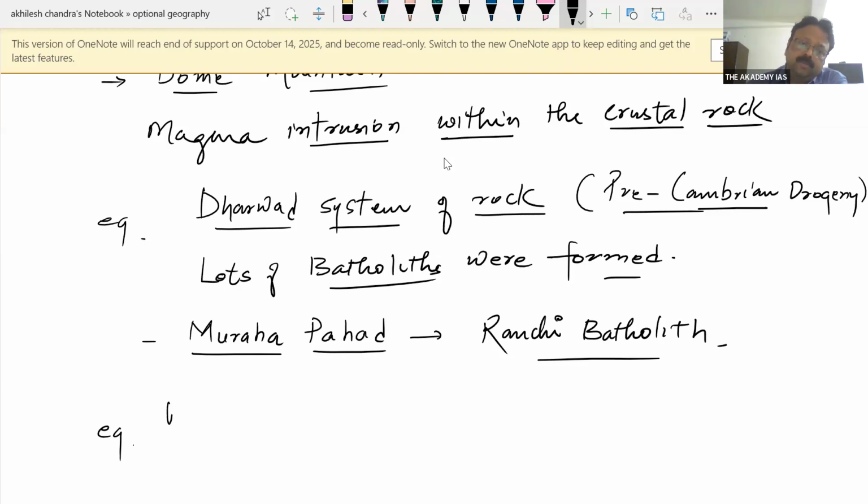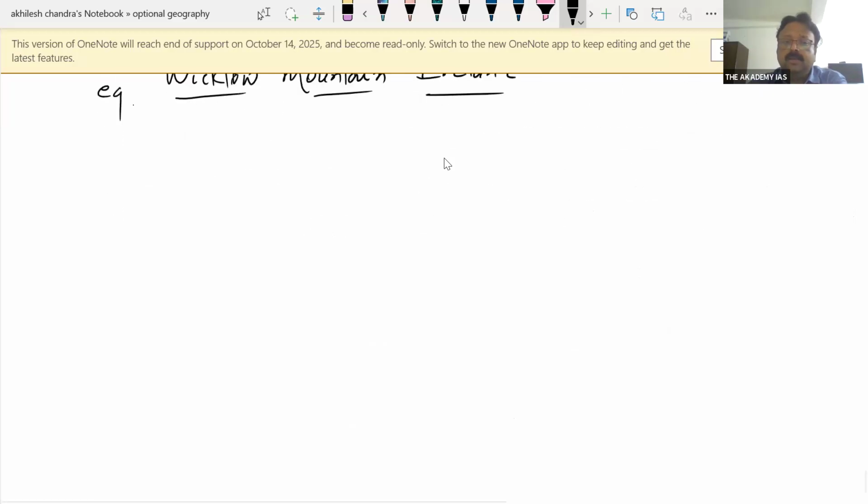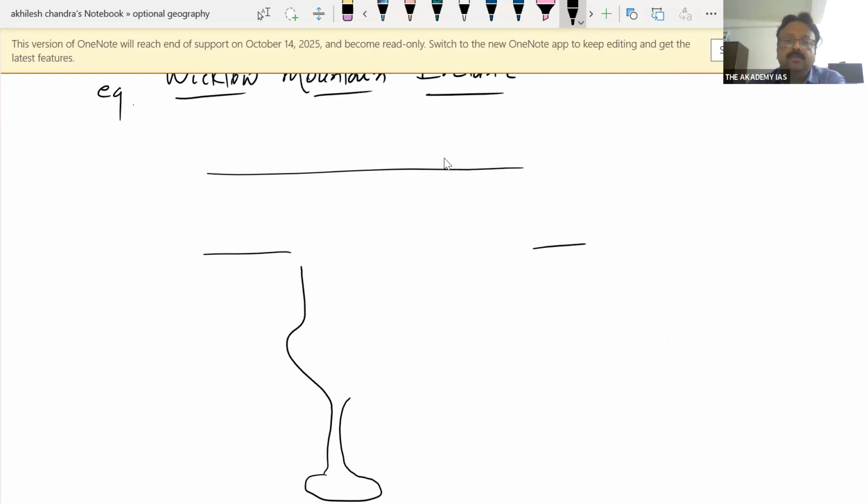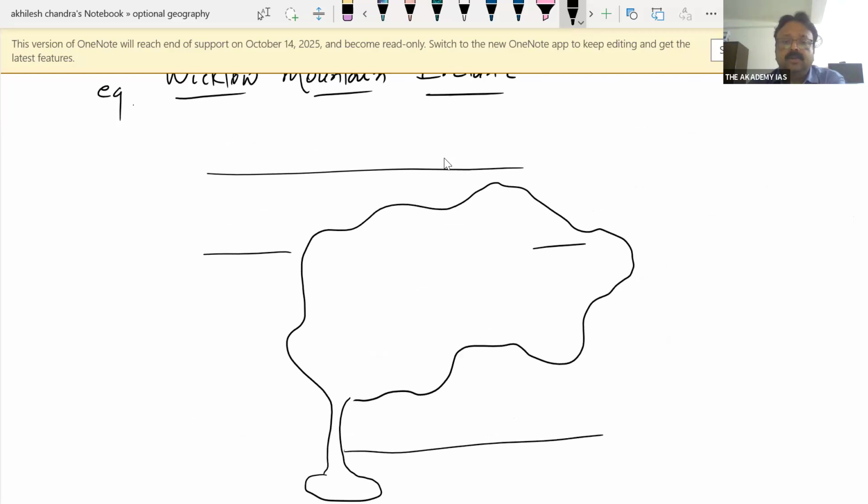Another example, Wicklow Mountain of Ireland. Ireland is the best example of batholith. So how batholith looks like? So this is the crustal rock. And here it is the magma chamber. From here magma comes out and it gets solidified like this. So these are the crustal rocks.